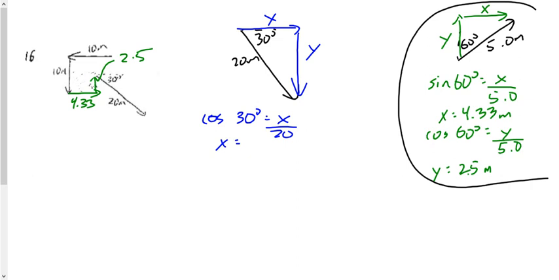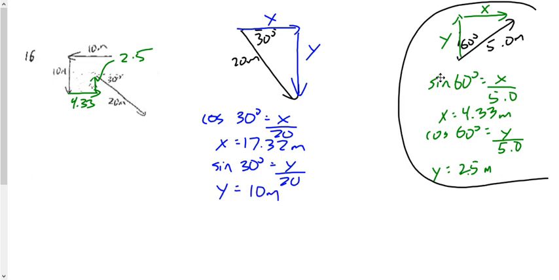20 times cosine 30, I believe, is 17.32. Is that right? And then sine 30 degrees is equal to opposite over hypotenuse. Opposite is the y side, because it's the one that's not touching the angle, right? X was the adjacent side, because it was the short side touching the angle. 20 is the hypotenuse, because it's the longest side. And the y component is the opposite, because it's not touching the angle. Y ends up being exactly 10 here.